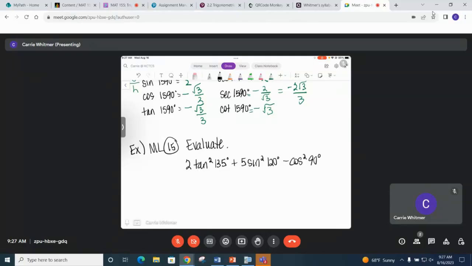Now this one I do want to show you how to do on the calculator. You could go through and find each of these, like that tangent value, that sine value, and that cosine value, and plug them in and work it through. But I want to make sure you know how to do it on your calculator as well. Remember that this squared part here actually means the tangent of 135 degrees squared.